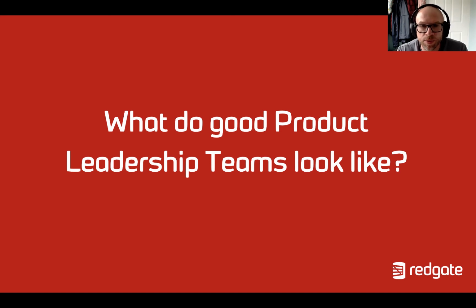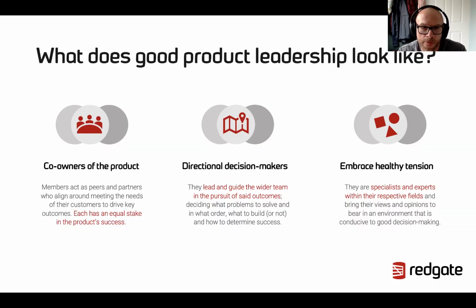So what does a healthy, high-performing product trio look like, and what are some of the principles that should guide the behaviours of these cross-functional groups? Firstly, members of PLTs act as co-owners of the product. They're aligned around their understanding of strategy in the opportunity space, customer pains, needs and delighters in the pursuit of key product outcomes. Each has an equal stake and role to play in the product's success. Secondly, they provide a longitudinal direction or view, leading and guiding the wider team in the pursuit of those outcomes. This includes deciding what problems to solve and in what order, what to build or not, and how to determine success. Thirdly, they embrace a healthy tension as specialists and experts within their relative fields. They are actively encouraged to bring their views and opinions to bear in a forum that is conducive to good decision making.